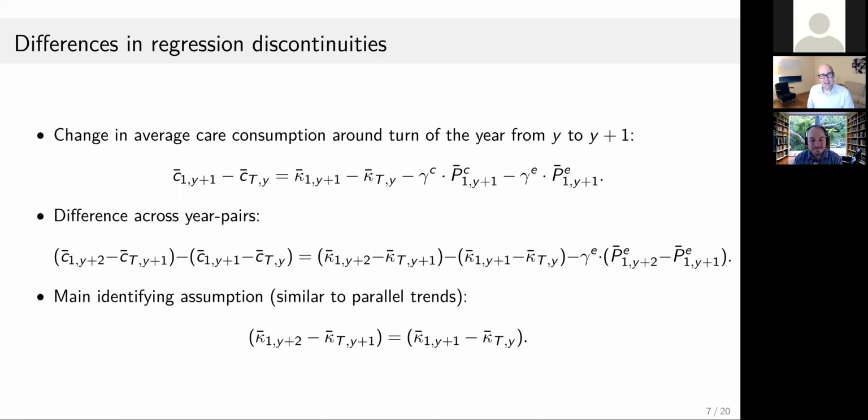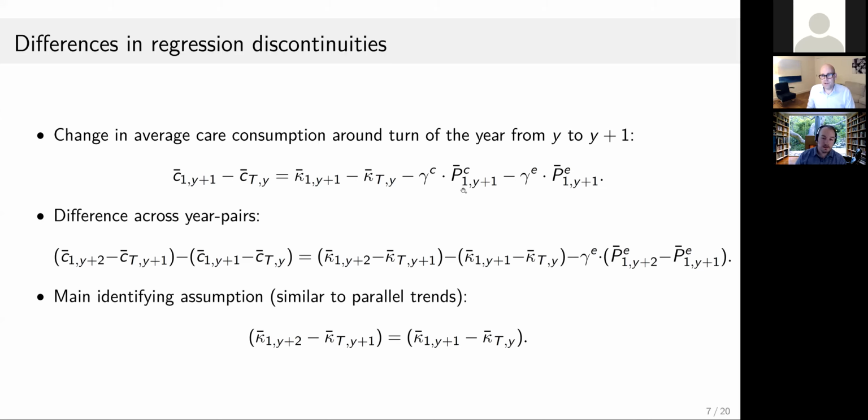Thanks. Cool. All right. Let me first formalize that central assumption that we need to make that fly. So what we do is we start off with this linear equation for care consumption. Remember that was kappa minus those 2 price effects. When I take that equation and I average across individuals, and I just look at average care consumption at a given moment on a given day of a given year, then here I have care consumption on average on the first day of year y plus 1 minus care consumption on the last day of year y. It's going to be given by this expression here. It's going to be the difference in the 2 kappas minus, again, 2 price effects.